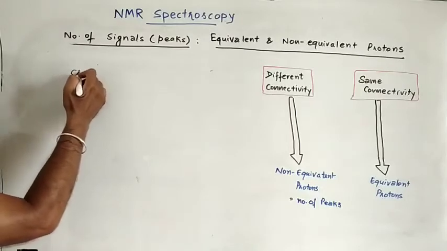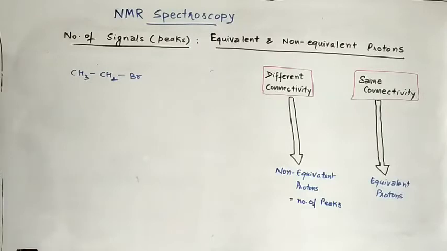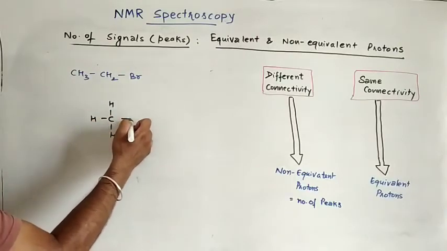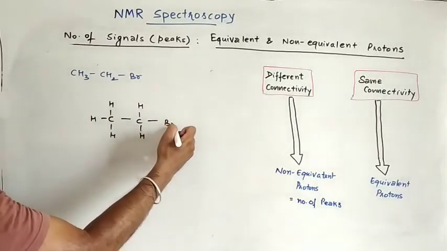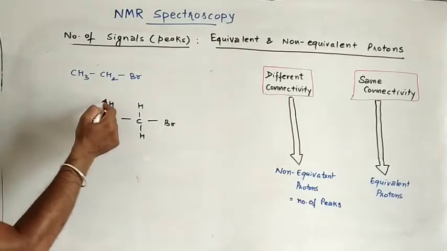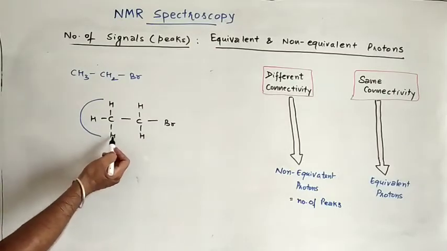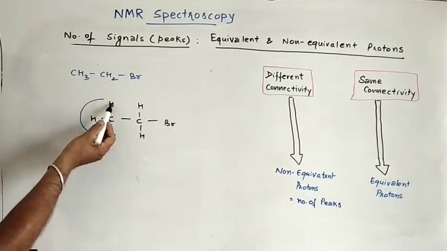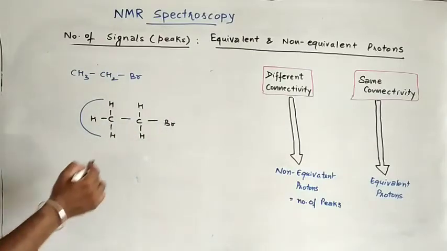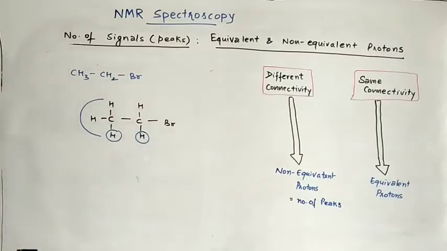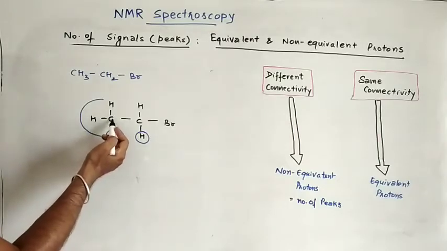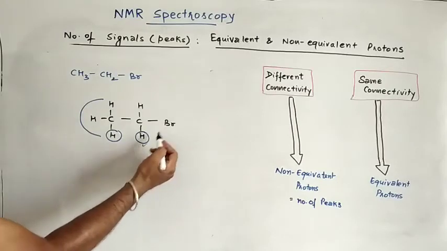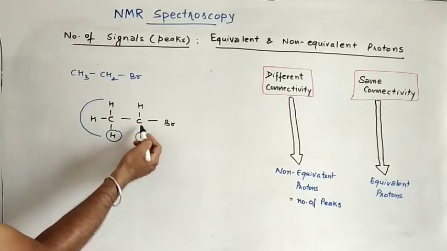If we take CH3, CH2Br, how many types of protons are there? Ethyl bromide. Open the structure. Now compare. These three protons are equivalent. This proton is connected to carbon, Br. This proton is connected to carbon, Br. This proton is connected to carbon, Br. Equivalent. But when you compare these protons with this proton, they are not equivalent. You can see this proton is connected to carbon and this carbon is connected to carbon, which is connected to bromine. Directly you can see here that this proton is more close to bromine as compared to this. So this hydrogen is connected to carbon directly attached to bromine.